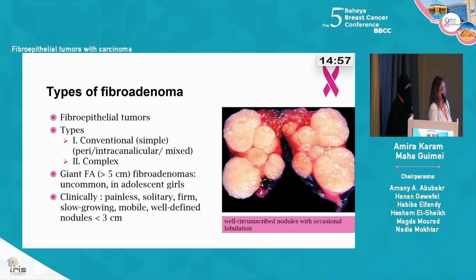On gross examination, it's a well-circumscribed, lobulated tumor with a grayish-white cut section, and you can also see slit-like spaces on the cut section. We have two types: the conventional fibroadenoma, which we call just fibroadenoma, and the complex fibroadenoma. The size is usually around 3 centimeters. When it's more than 5 centimeters, we call it giant fibroadenoma.